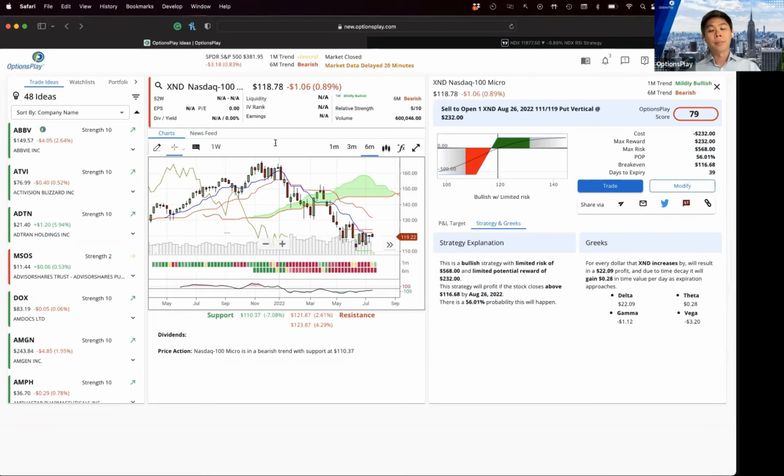Does XND fall in the pattern day trading rule? Unfortunately, yes. So these are ultimately equity options. So these are still subject to the pattern day trading rules. They're not a futures contract.